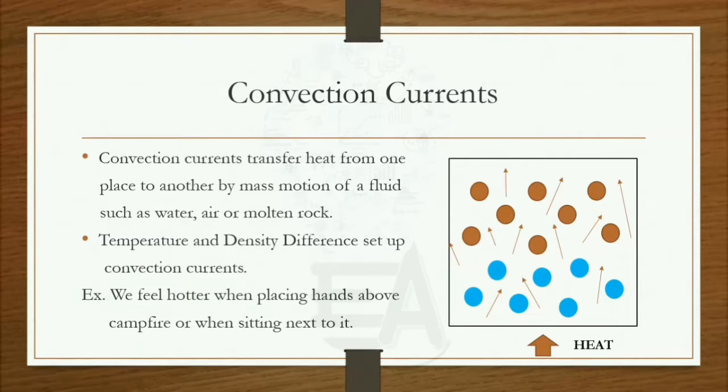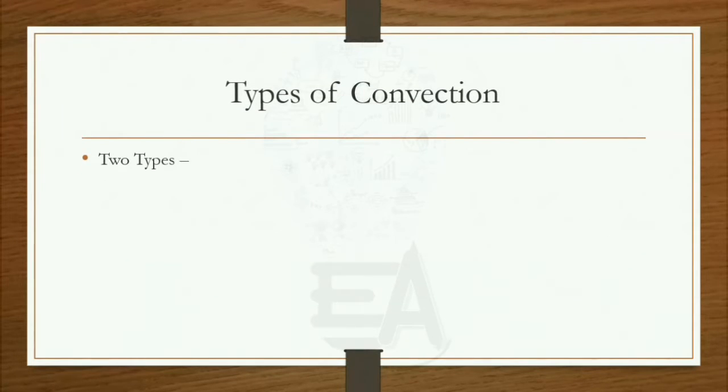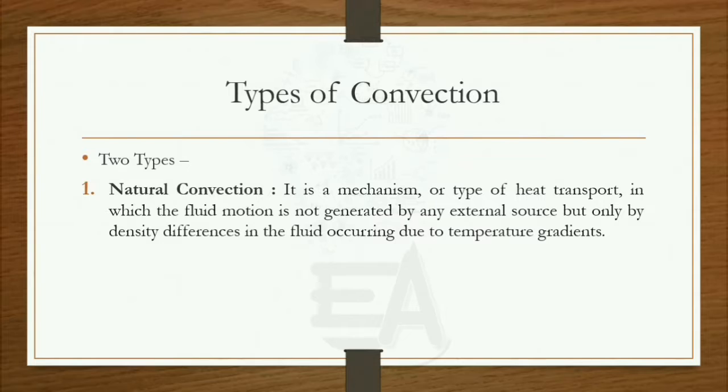So let us go ahead with the next topic, which is types of convection. So first type is natural convection. In all, there are two types of convection, that is natural and forced. First of all, we will see natural convection. It is a mechanism or a type of heat transfer in which fluid motion is not generated by any external source, but only by density difference in fluid occurring due to temperature gradients. As we have discussed, temperature difference and density difference is the main reason for convection currents, but if it is formed without any external source, then it is known as natural convection.